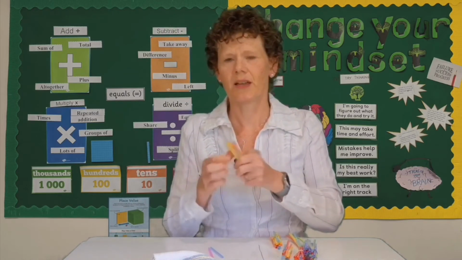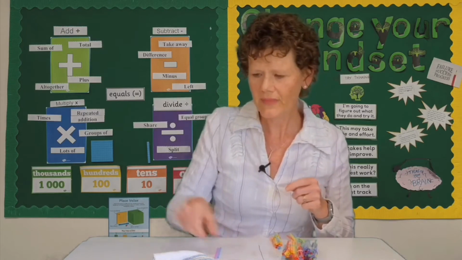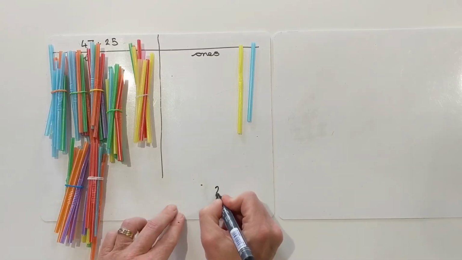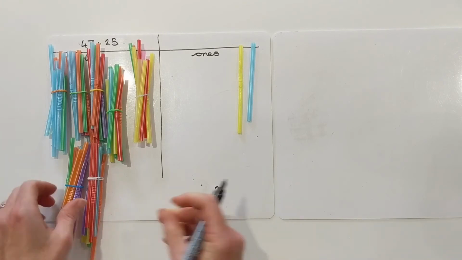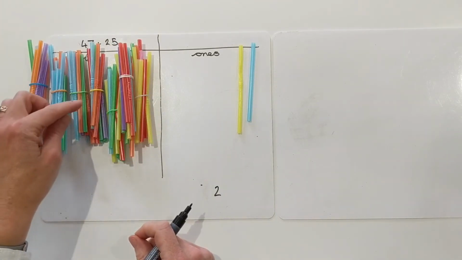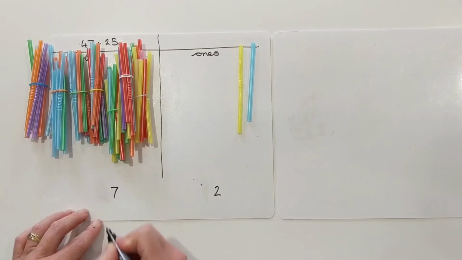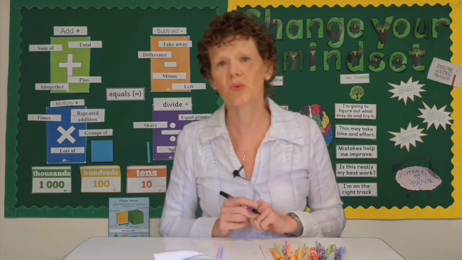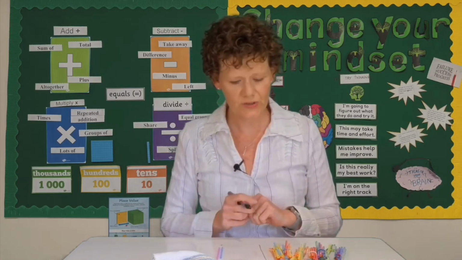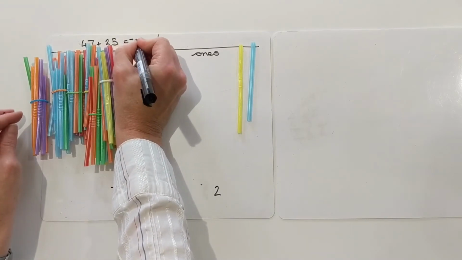So we put our band on. They can now move into the tens column. Off they go. That leaves me with only 2 ones. So I'm going to put that digit in the ones column. How many tens have I got? If I put them all together, I've got 10, 20, 30, 40, 50, 60, 70. So I've got 7 tens. 7 tens and 2 ones, my number is 72. I can pop that into my number sentence.